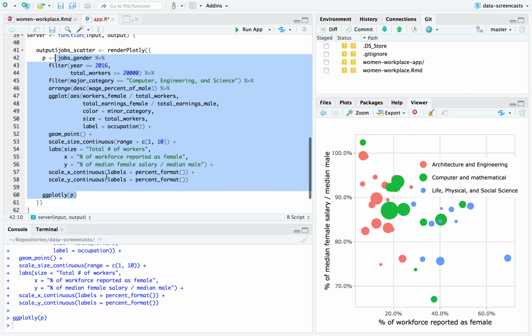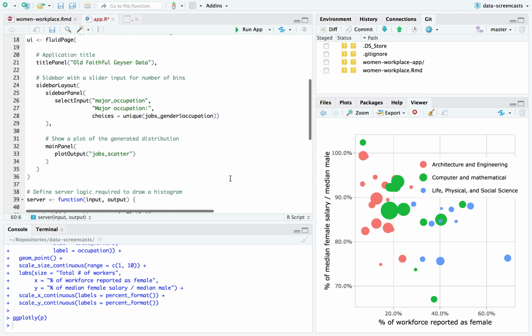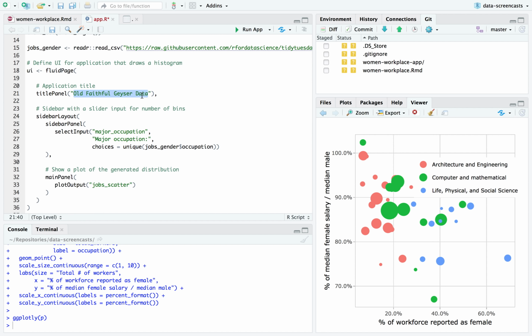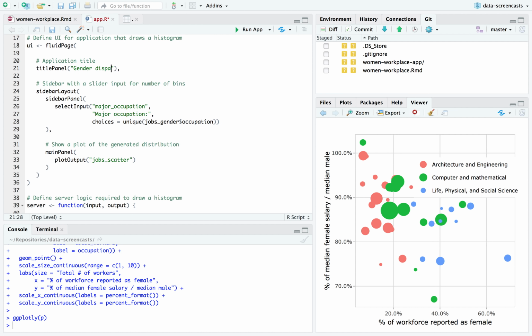Okay, and I'm going to say total number of workers. I'm going to say wage gender disparity and wage and pay gap in 2016, I guess I could call it. Let's see. Gender, occupation. I could call it disparity explorer, I suppose. I could name it.